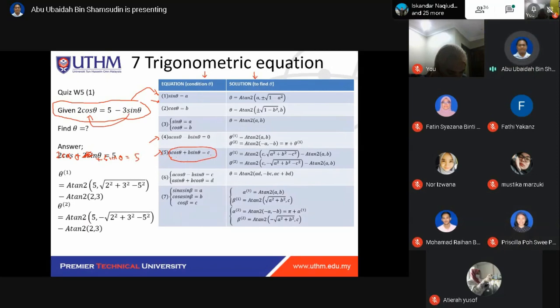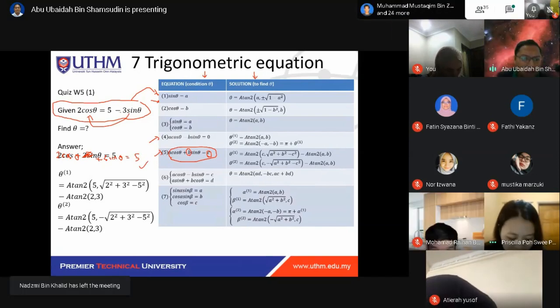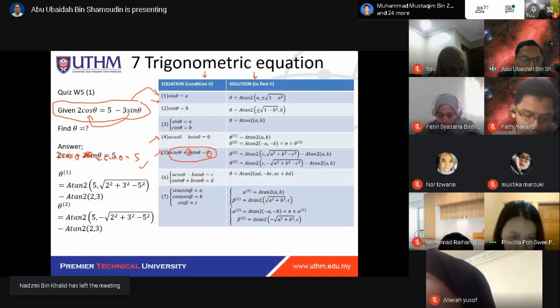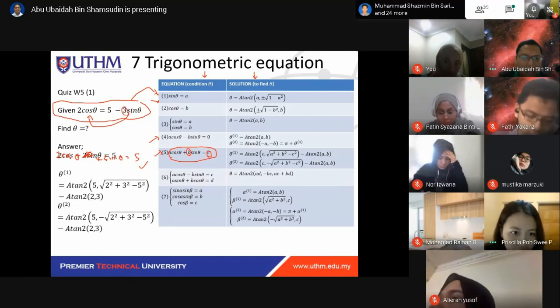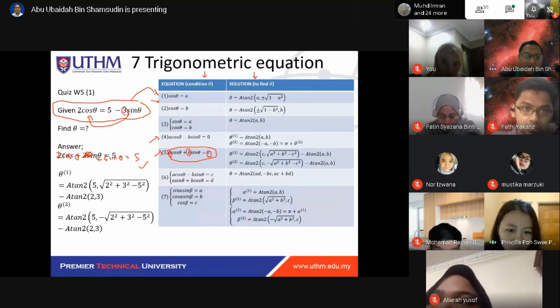So what is C? Priscilla boleh lagi sekejap. What is the value for C? C is 5. Okay, good. And B? B is 3. B is sine, so it is 3. Okay, good. And A is 2. 2 cos, right? So 2.